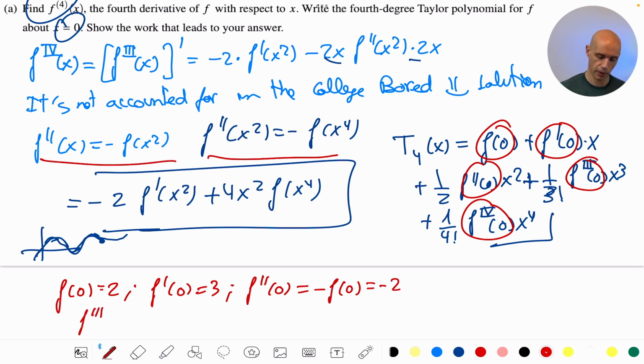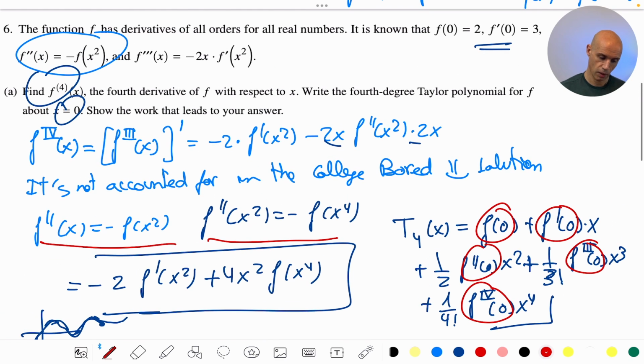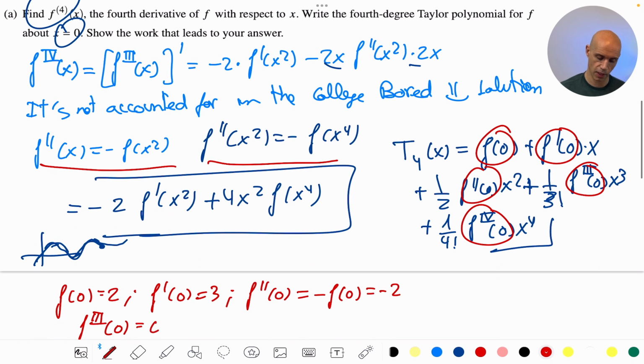The third derivative at 0, I think we will like that more, because we have it here, it's going to be 0 times something, so 0. And finally, the fourth derivative at 0, we can use our famous expression here, minus 2f prime of 0 plus 0. So minus 2 times 3 is minus 6, right?